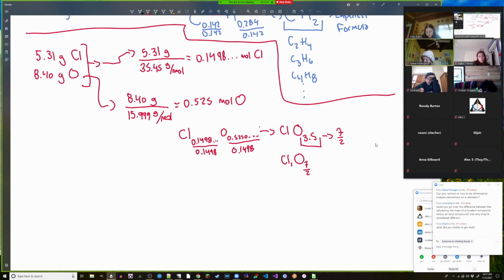So I need to preserve that ratio. Everything I do to this one, I need to do to this one as well. So I'll multiply by 2, and it'll get rid of this denominator, right? Which will give me 2 chlorines and 7 oxygens. And that is my formula.